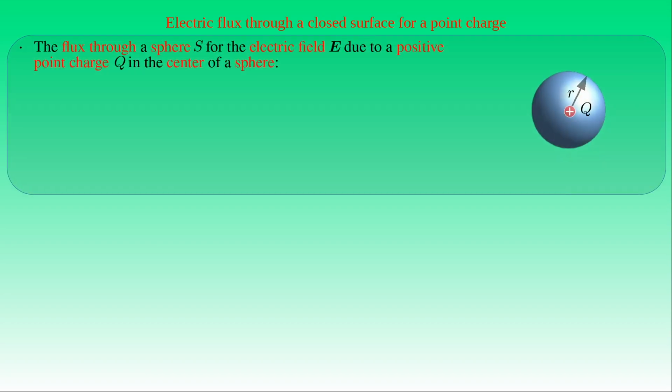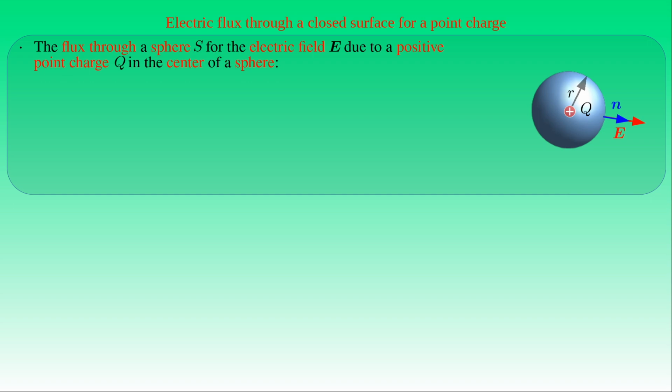Now we can determine the flux through an arbitrary closed surface for the electric field due to a point charge. We calculate the electric flux when the point charge is inside and outside the volume enclosed by the surface. We start with the simplest case, where a positive point charge Q is placed at the center of a spherical surface S with the radius r. Then both the electric field strength E due to the point charge and the surface normal n are perpendicular to the sphere at each of its points.